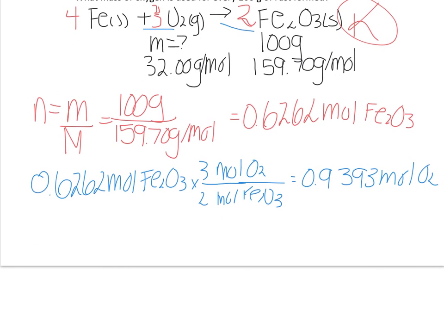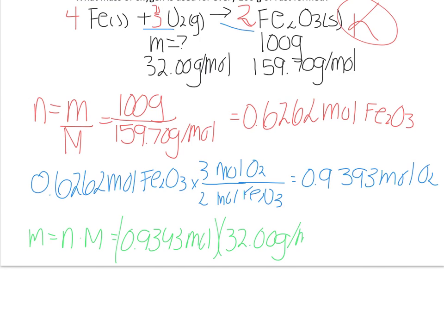So from moles of oxygen, now we can go ahead and find our mass of oxygen. So mass of oxygen will be n times big M. So 0.9393 moles times 32.00 grams per mole. And what we get is 30.1 grams. All right, so it takes 30.1 grams of oxygen to make 100 grams of iron 3 oxide. Awesome.